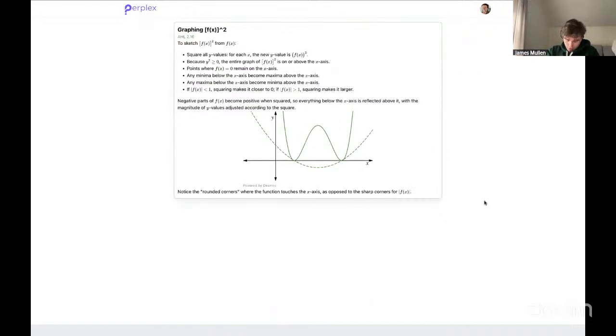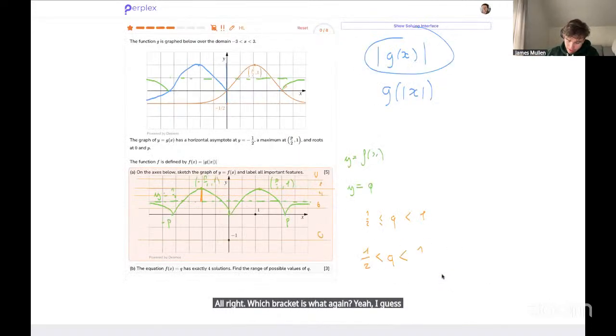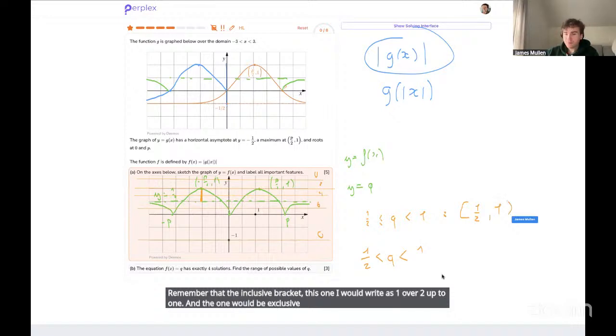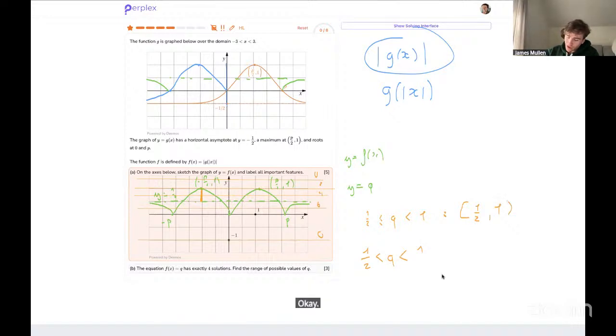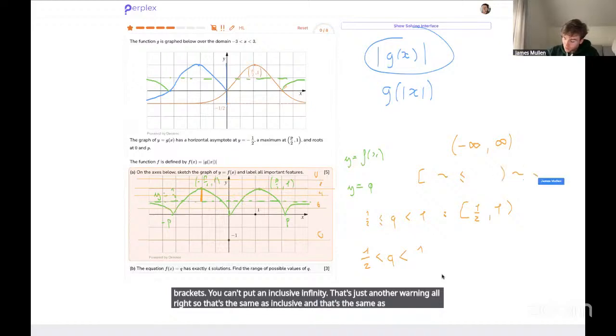All right, now, which bracket is what again? Yeah, I guess I can explain which bracket is which. Remember that the inclusive bracket, this one I would write as 1 over 2 up to 1. And the 1 would be exclusive, so I would write it with this bracket. Okay? And if you ever have infinity or negative infinity, you have to put these brackets. You can't put an inclusive infinity, all right? That's just another warning. So that's the same as inclusive, and that's the same as exclusive, all right?